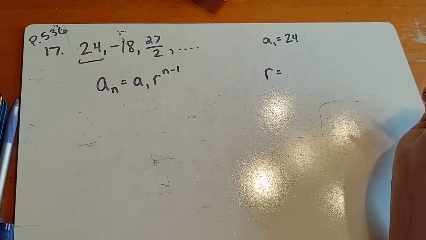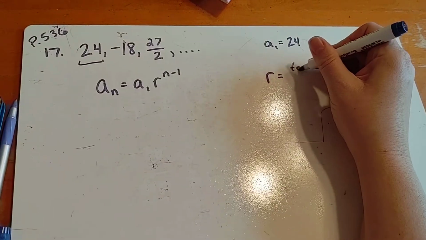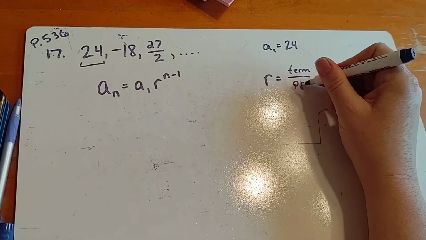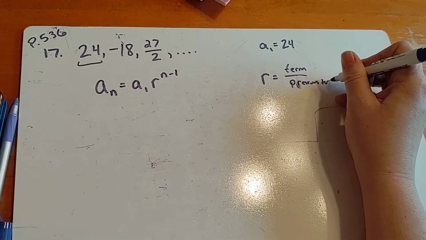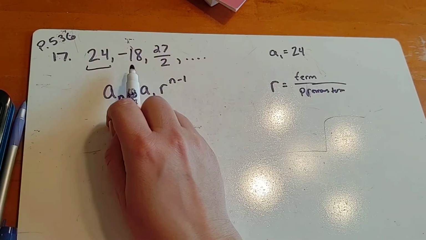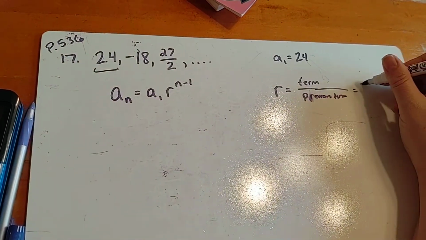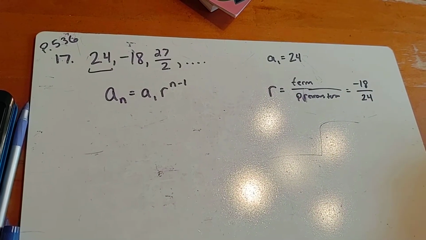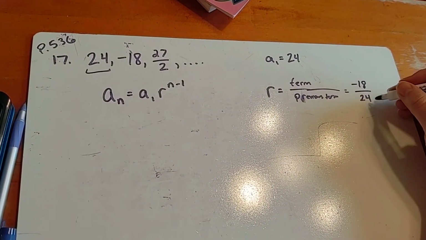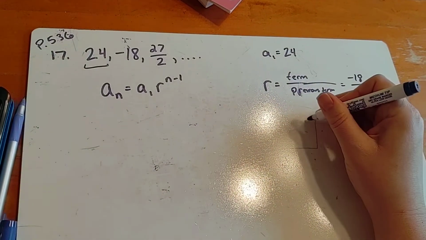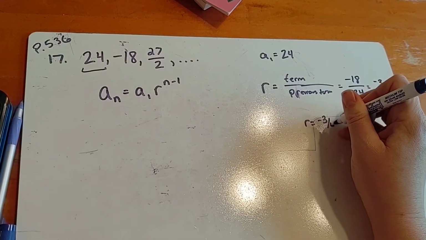I know usually to find r, you take any term and then you divide it by the previous term. All right, so that being said, any term divided by the previous term, I'm just going to start right up here in the front. And I'm going to try negative 18 and divide that by 24. Looks like I can simplify that if I divide both of those by 6. And that will give me negative 3/4. So r is negative 3/4.